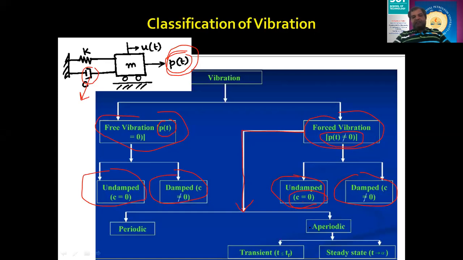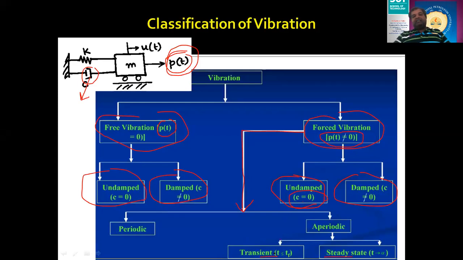In the aperiodic vibration, again, I will divide it into two parts. One is called the transient aperiodic undamped forced vibration, or whatsoever you take. So I will define it in terms of transient and steady state. Now, what is a transient?